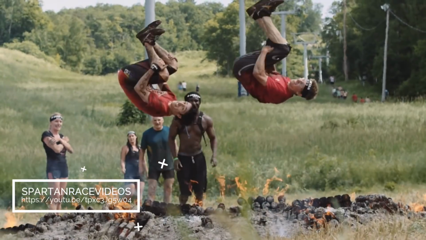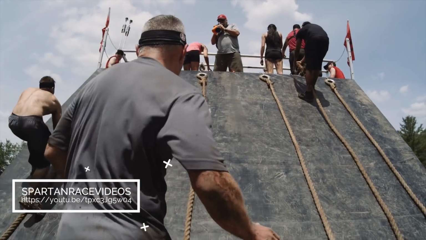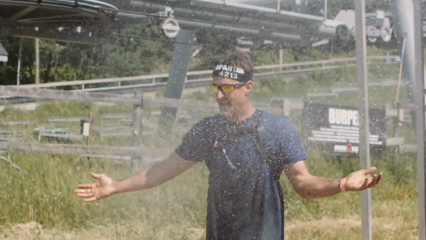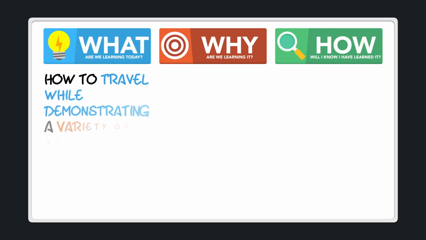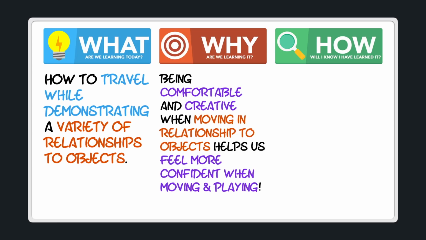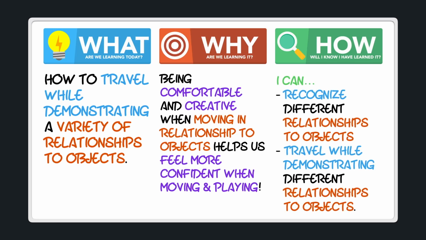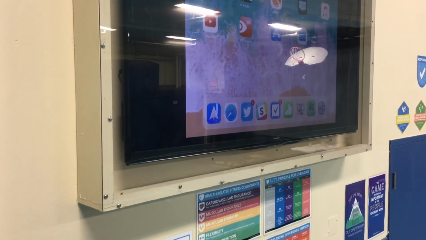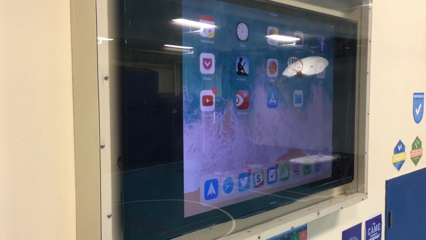After the video, I asked students to share some of their favorite parts and asked them to reflect on how the people were moving in relationship to the different obstacles. Following this discussion, we went over the what, why, how for the lesson, making sure to use parts of the students' responses to fill out the why section. By the way, all of this had been displayed on the big screen TV that we have in our gym, which you can learn more about in the description below.